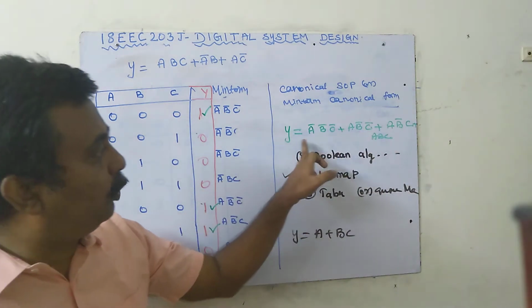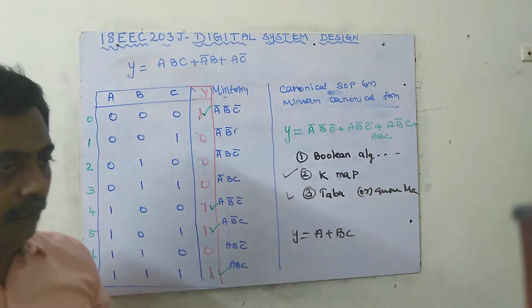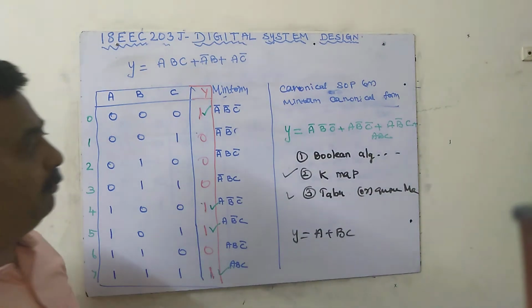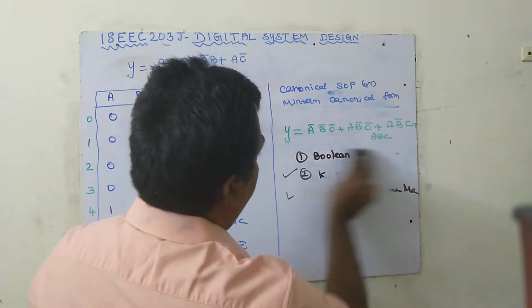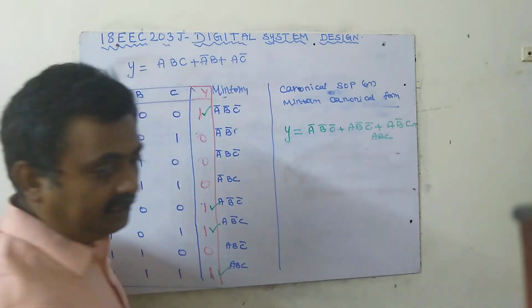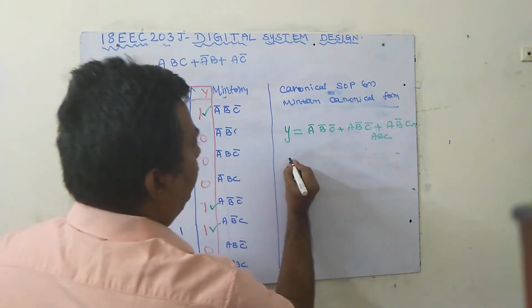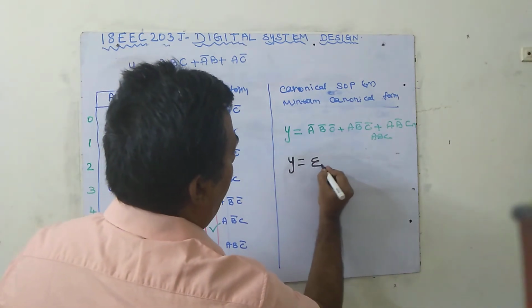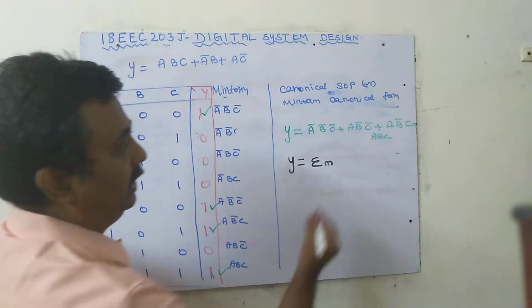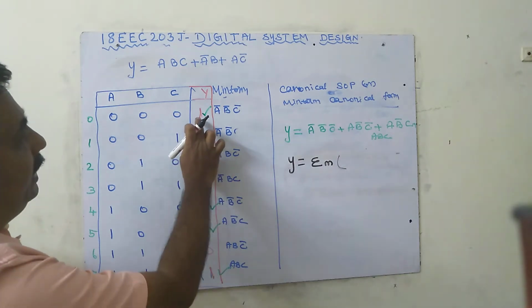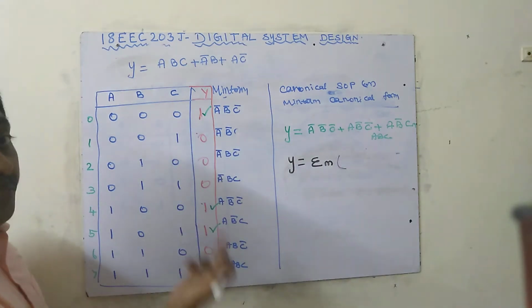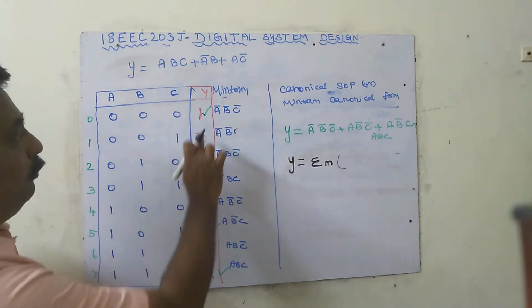But the thing is that they won't give the equation in this form. They will give it in terms of minterms. Instead of giving this equation, they will give y equal to sigma m of. Sigma m means minterms. Here we have the equivalent decimal numbers. What is the combination here?